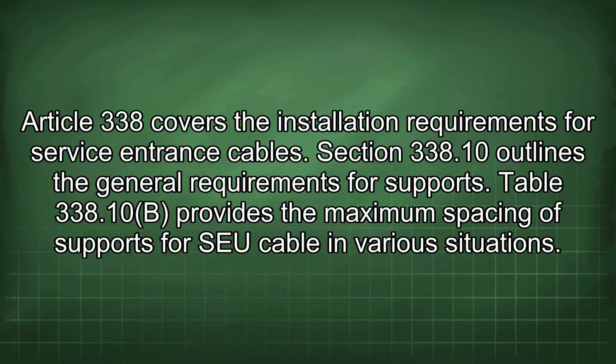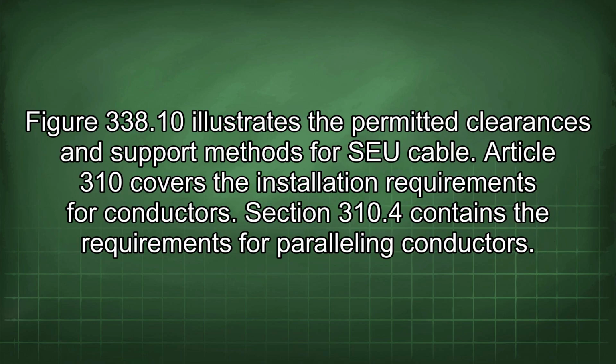Article 338 covers the installation requirements for service entrance cables. Section 338.10 outlines the general requirements for supports. Table 338.10b provides the maximum spacing of supports for SEU cable in various situations. Figure 338.10 illustrates the permitted clearances and support methods for SEU cable.